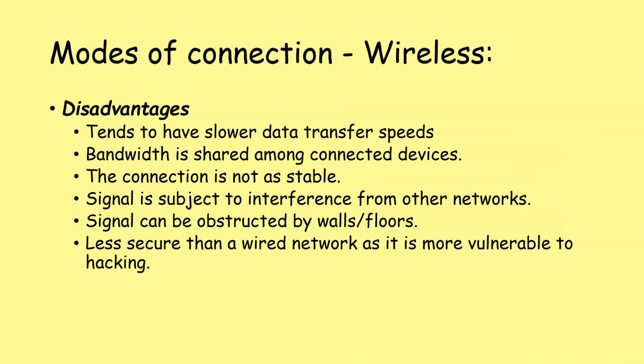However, there are disadvantages. Compared to wired connections, wireless tends to have slower data transfer speeds. We've got the bandwidth shared amongst many connected devices, which may be an unpredictable number. The connection is not as stable. The signal is subject to interference from other networks. The signal can be obstructed by walls and floors. And it is less secure than the wired network as it is more vulnerable to hacking.